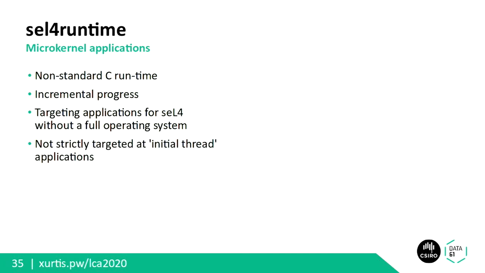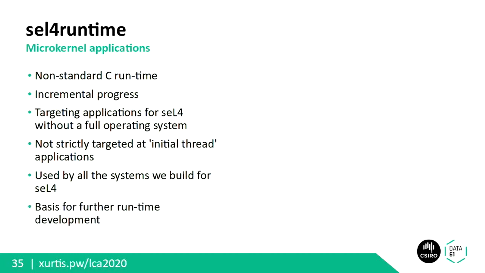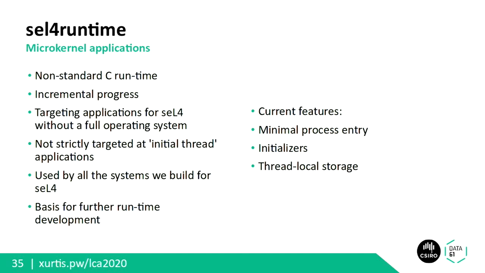This even meant that it's not necessarily targeted at a root server, where we can assume we have all of these resources provided to us at startup. But it's enough to let us build and run all of the systems that we do at trustworthy systems on all of the platforms that we support. And it could be the basis for further runtime development as we have more complete systems to provide interfaces to. Its current features, very minimal. It provides process entry, so we can start a process. If you have constructors, dynamic initializers in your libraries, it will run those for you. And if you're running multiple threads in the same application, it will initialize thread local storage for your first thread. And any subsequent threads, it provides mechanisms for your thread creation libraries to initialize TLS there.